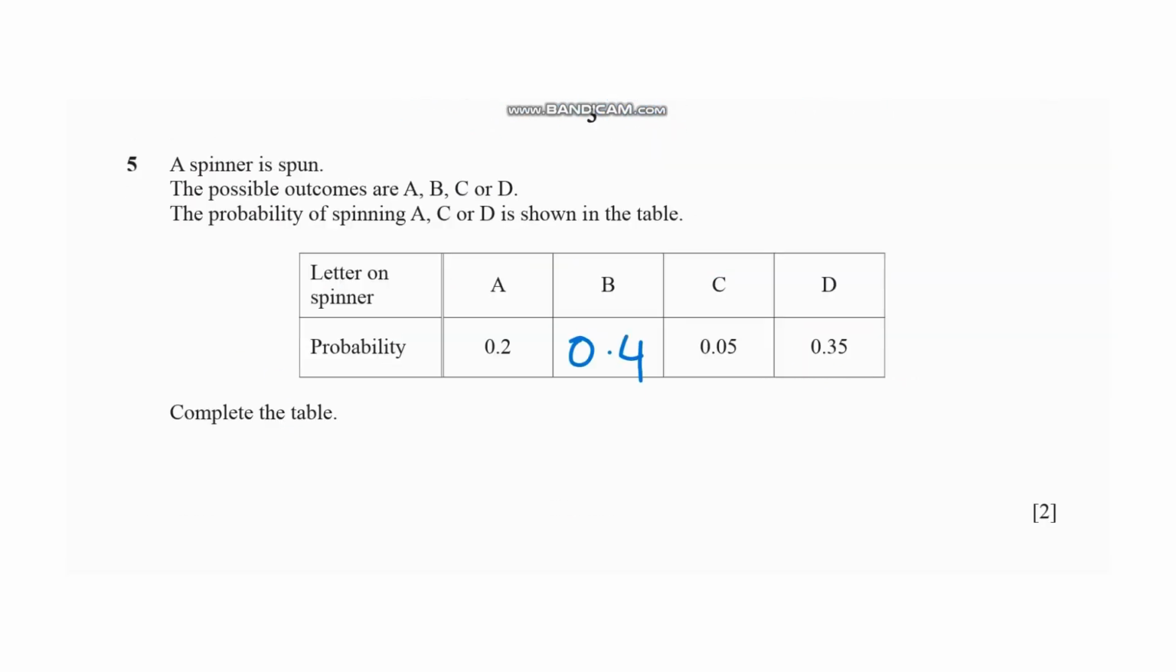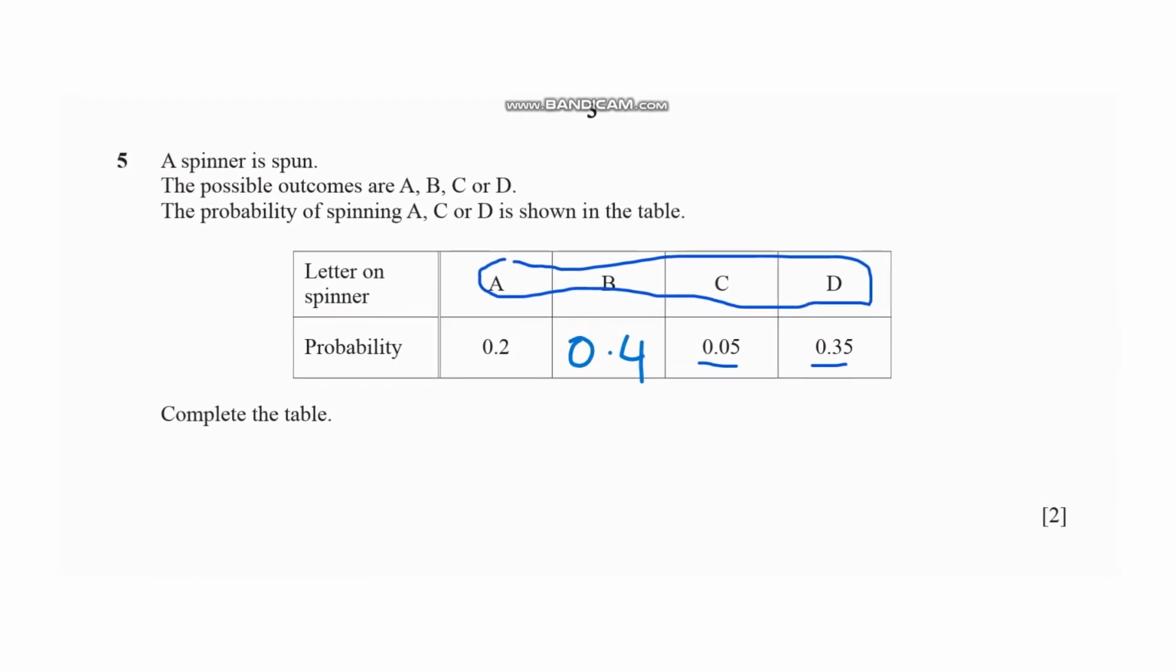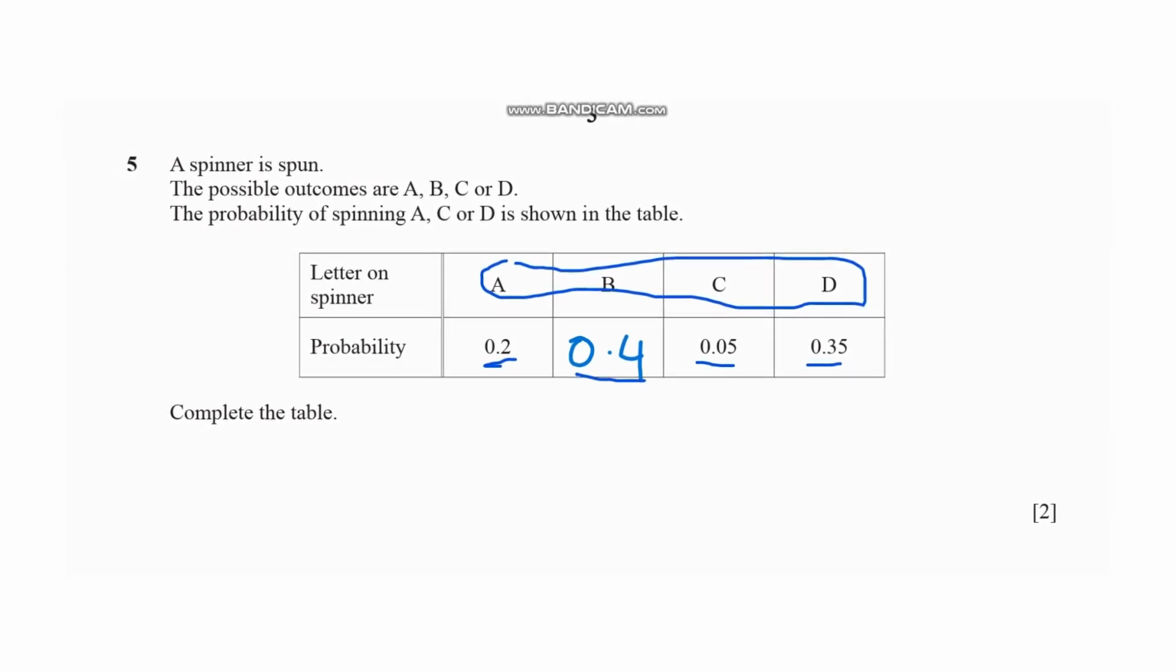Question 5 states, a spinner is spun. The possible outcomes are A, B, C or D. The probability of spinning A, B or D is shown in the table. Complete the table. So the total probability of all A, B, C and D combined is 1. So 0.2 plus x plus 0.05 plus 0.35 will be 1. So we will subtract 0.35, 0.05 and 0.2 from 1, and what is remaining is 0.4, which will be the probability for letter B.